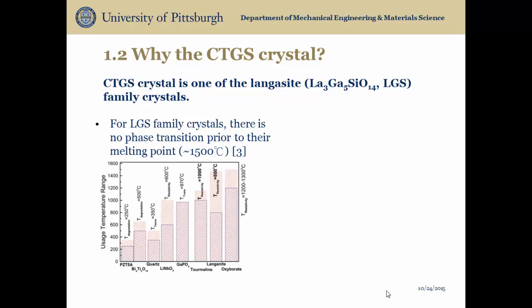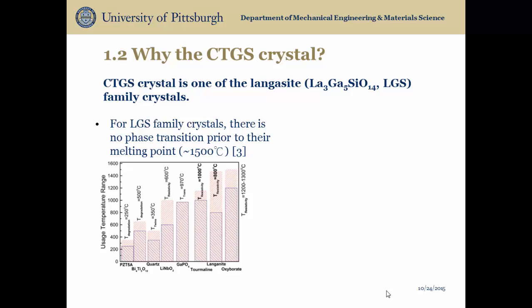Right here, this figure shows the usage temperature range for these commonly used high temperature materials. The rectangles in red mean the melting point or the phase transition point of these materials, and the blue ones show the projected usage temperature for the materials. As you can see here, the langasite and the oxyborate crystals possess the highest melting point.